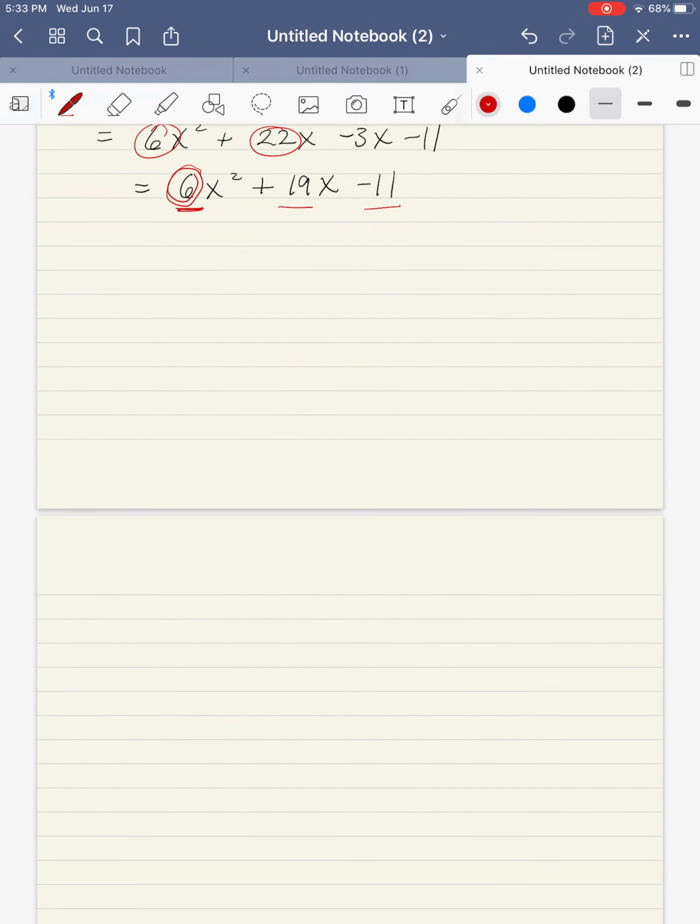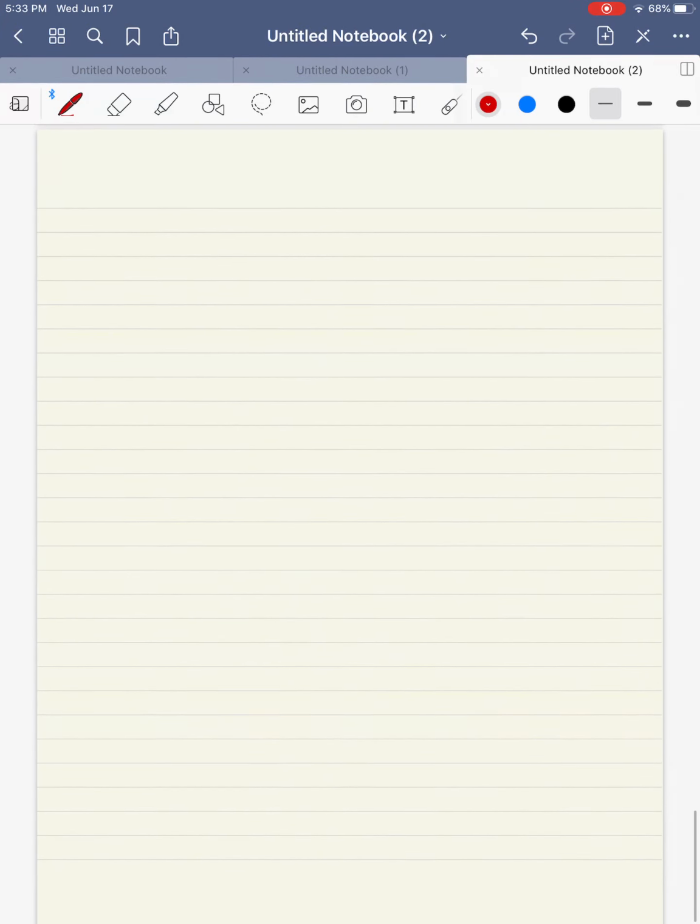Let's go ahead and do another one. I'm going to give you one here, and I want you to try using the guess and check method to solve this equation.